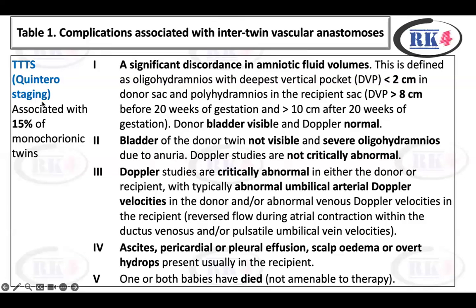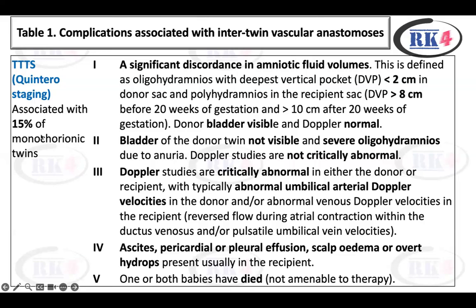What happens in stage 3? Now the disease is progressing further. There is a problem with the blood circulation. So Doppler studies are now critically abnormal in either the donor or the recipient, with abnormal umbilical artery Doppler velocities in the donor, or abnormal venous Doppler velocities in the recipient. So in short, you can say in stage 3, the Doppler studies are critically abnormal, full stop.